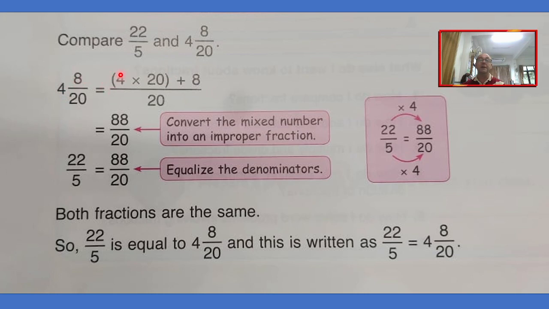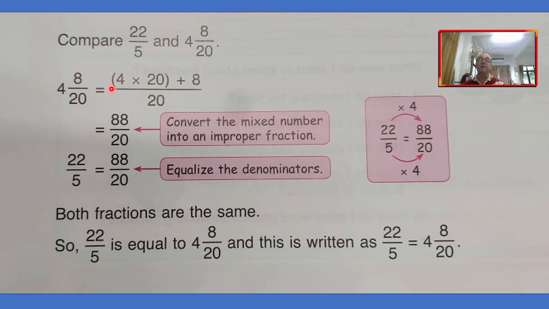So here is the brackets. So if you remember last week we did the brackets first. So we do 4 times 20 plus 8. So we multiply the 4 by the 20, which is 80. Then we plus the 8. So we have 88 over 20.